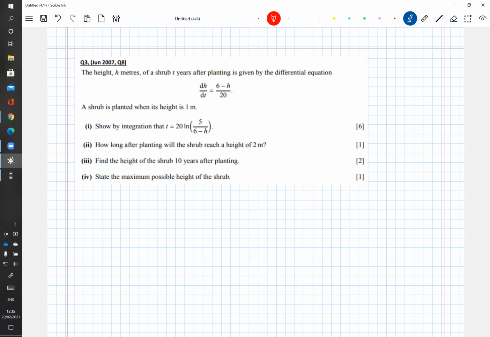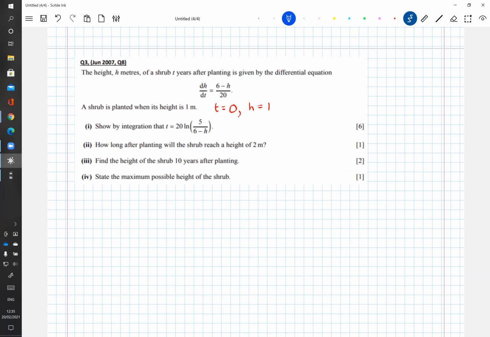A shrub is planted when its height is 1. So at t equals 0, i.e. when it's first planted, h equals 1. And that's going to be useful later. Always get as much information as you can out of the question before starting it.